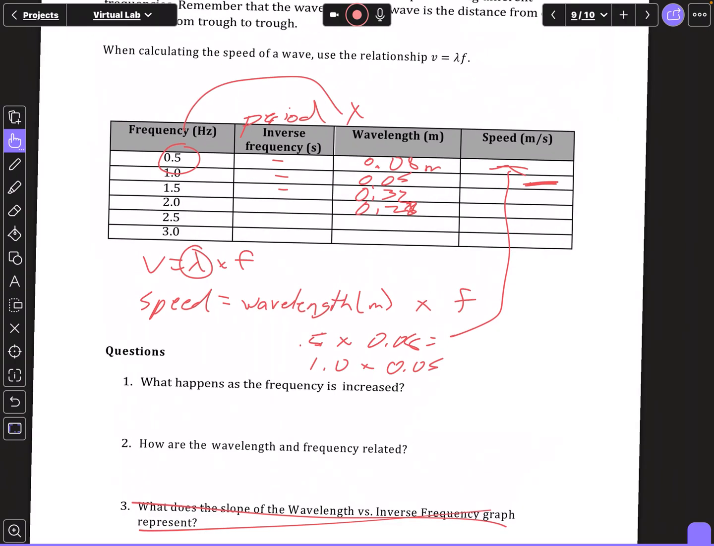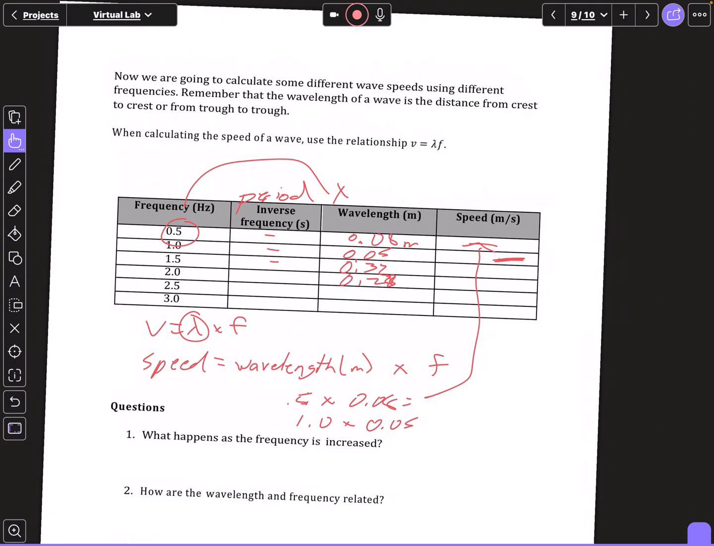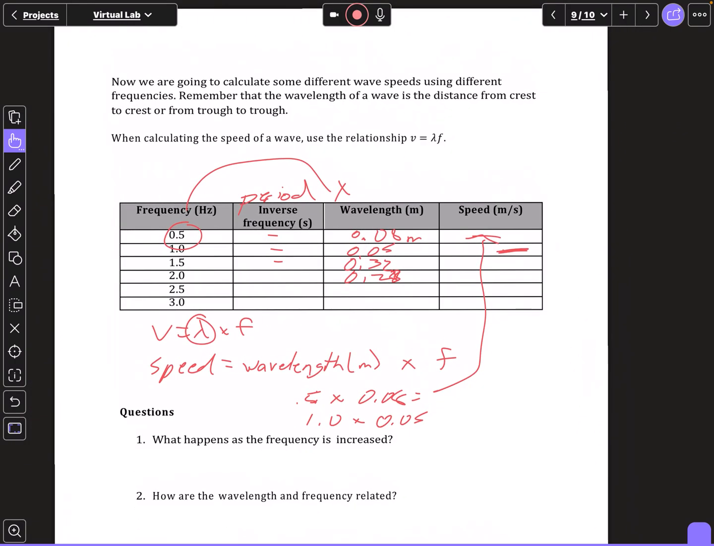Anyway, we'll be talking about wave speed more next week. Towards the end of next week, we'll have a test on wave properties, different types of waves, the electromagnetic spectrum, wave speed, and also calculating something called the period of a wave.